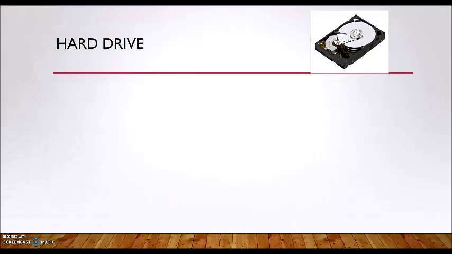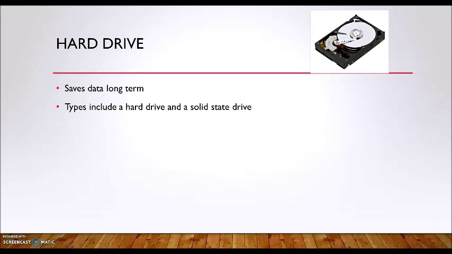Next, I'd like to talk about hard drives. Unlike RAM, hard drives save data long-term, so if you shut off your computer, anything saved to the hard drive stays on there. There are two different types of long-term storage drives. The first is a hard drive with a spinning magnetic disk. The second is a solid-state drive, which basically functions as a giant flash drive.